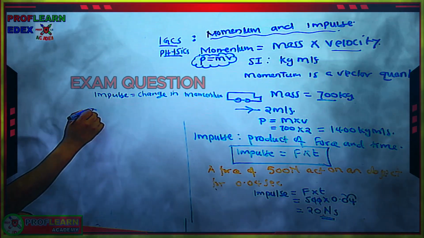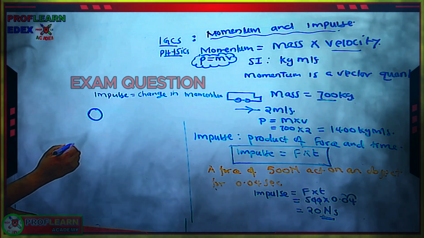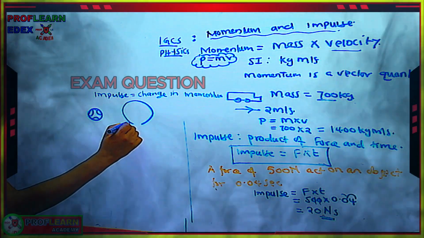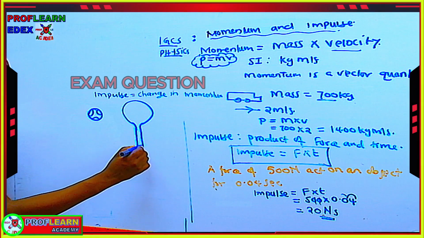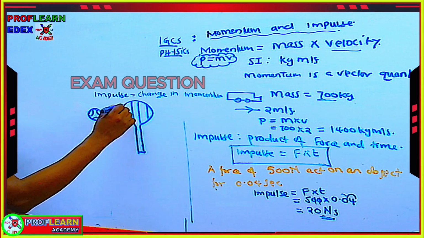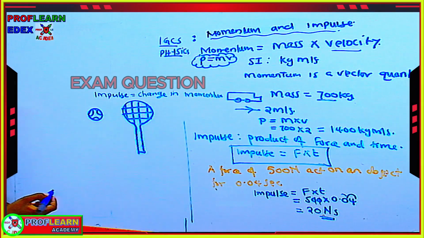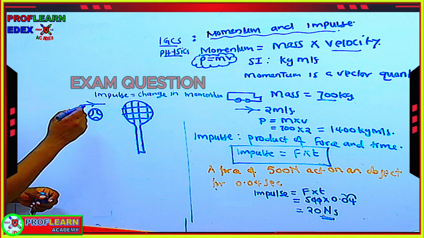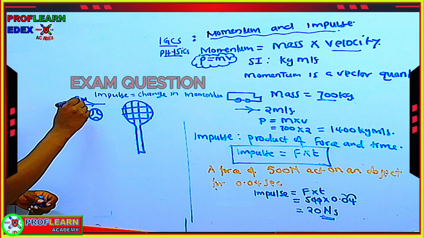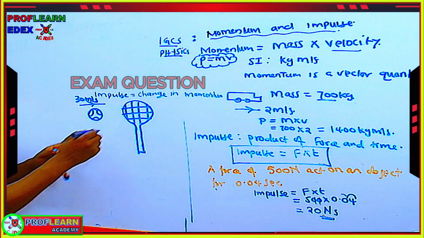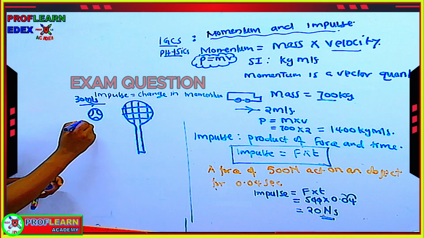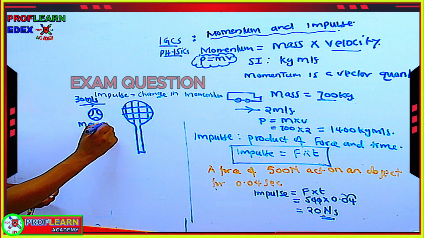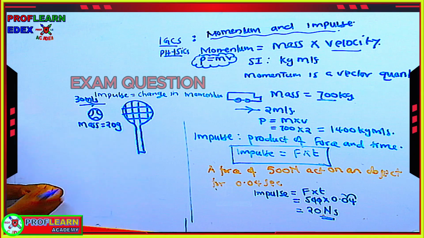There is a ball that is moving, and this ball hits a racket. So we have a ball moving to hit a racket. Now, for instance, if the ball is moving at 30 meters per second and it hits the racket here, we need to know the mass of the ball. Let's say the mass is 20 grams.